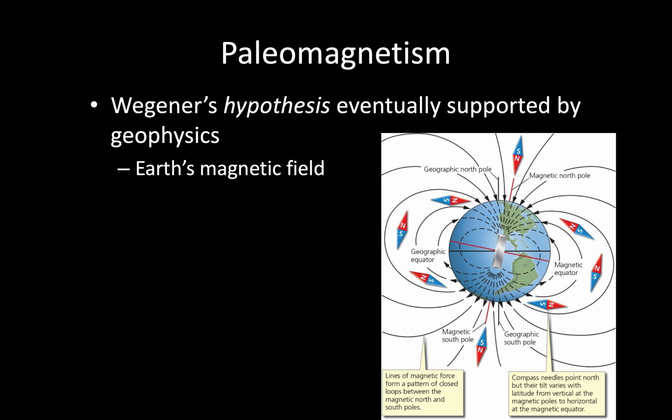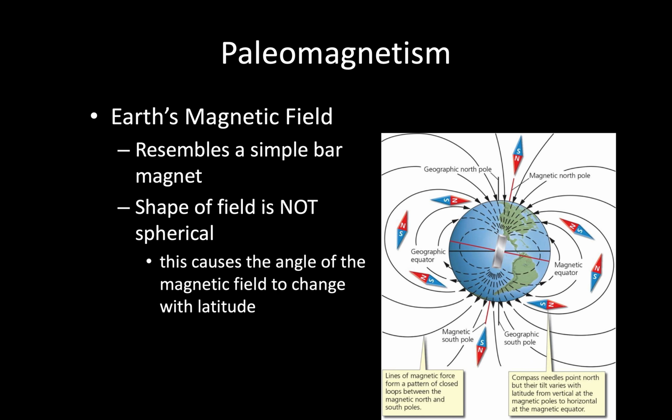So what you're looking at here is the magnetic field. We have the North Pole up here, South Pole down here. Okay, makes sense? Excellent. So Earth's magnetic field resembles a simple bar magnet, meaning one side repels, one side attracts. We have a north end and a south end.